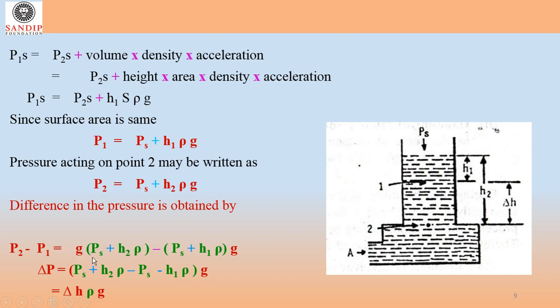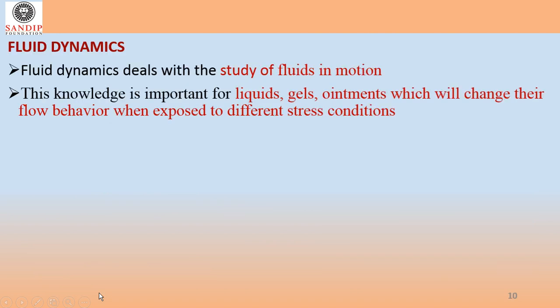Then both these equations have to be written, and after that you will get this equation. The g term will be common. So g in bracket, PS plus H2 rho, bracket complete, minus PS again H1 rho, then common term g. Then delta P is equal to PS plus H2 rho minus, solve this bracket, minus PS minus H1 rho into g. Then at last what equation will you get? Delta P is equal to delta H rho into g. So this is the last equation which is to be obtained in fluid statics.